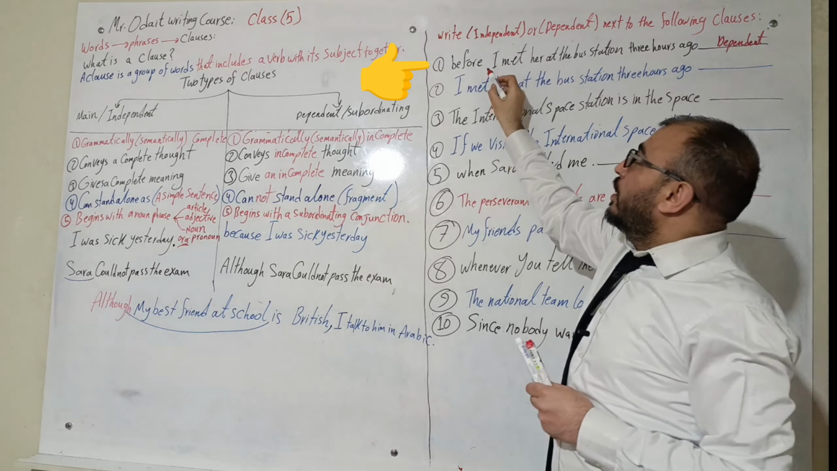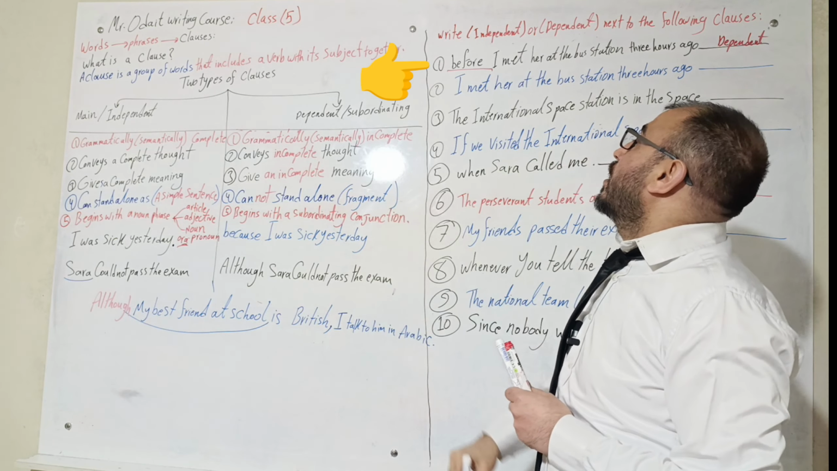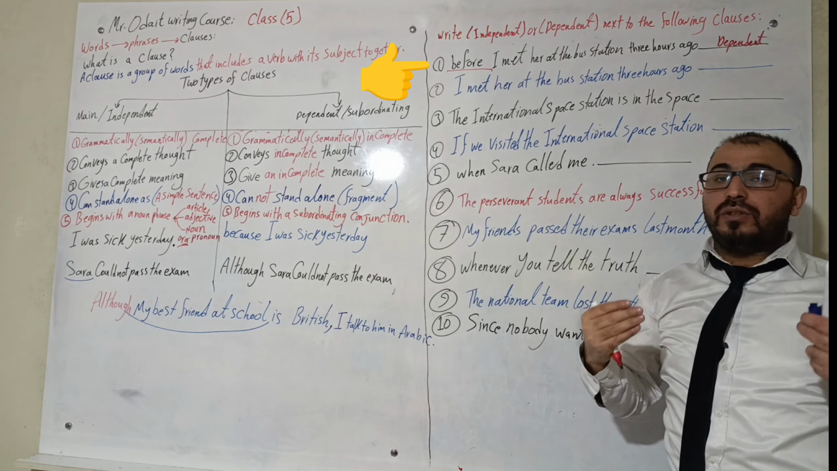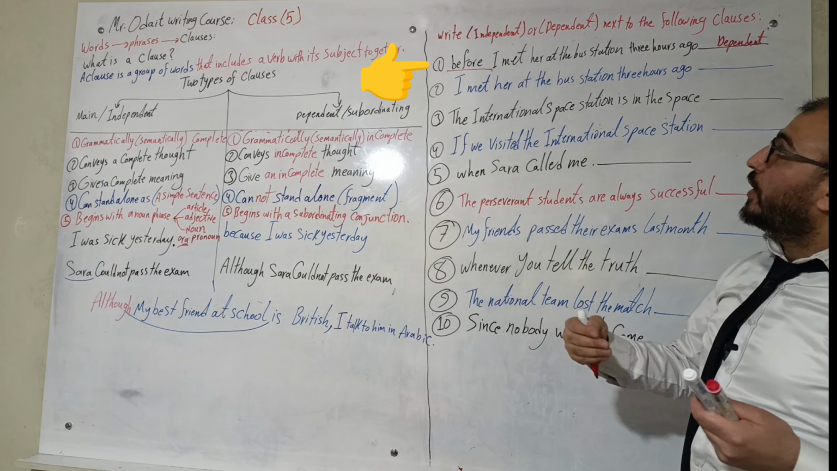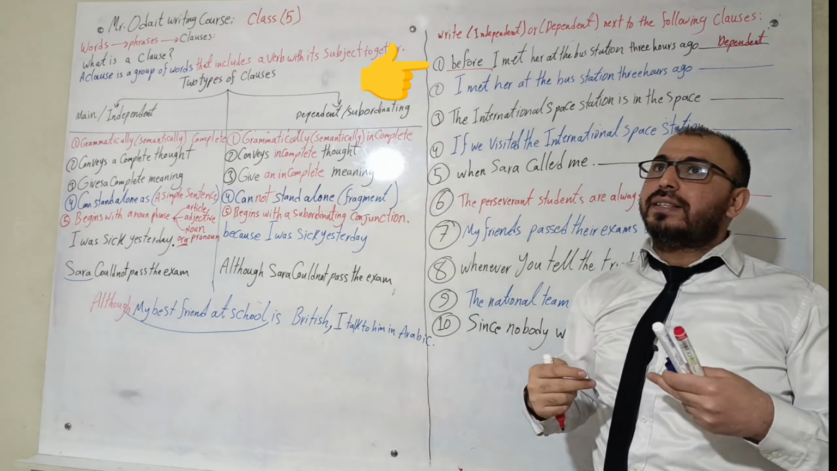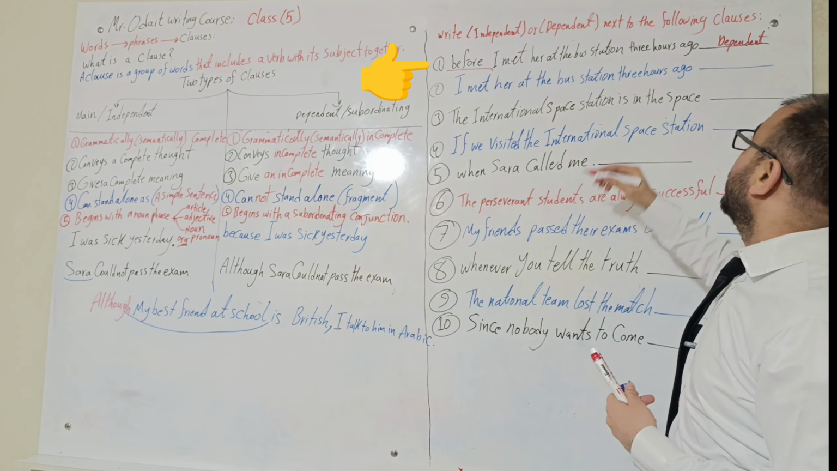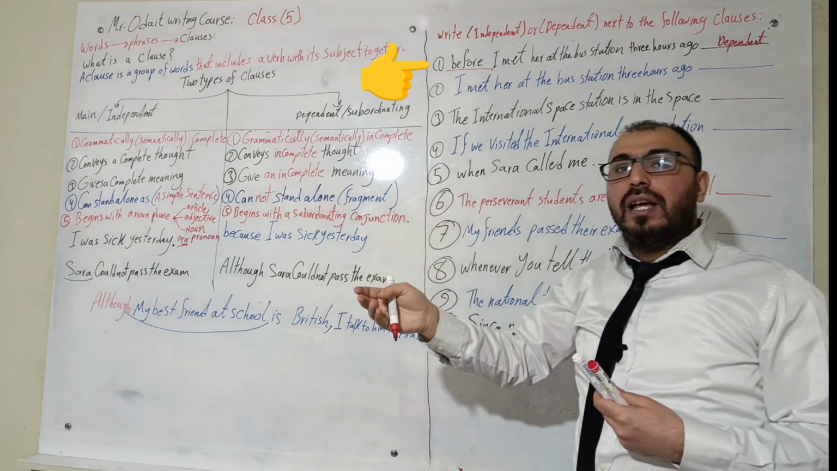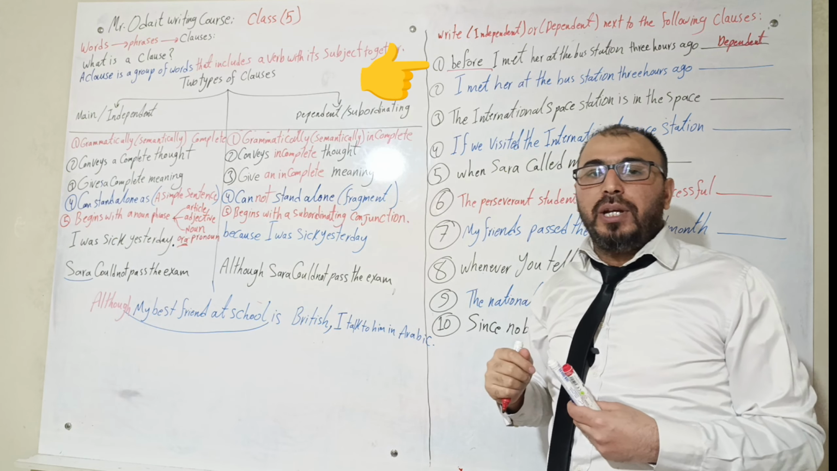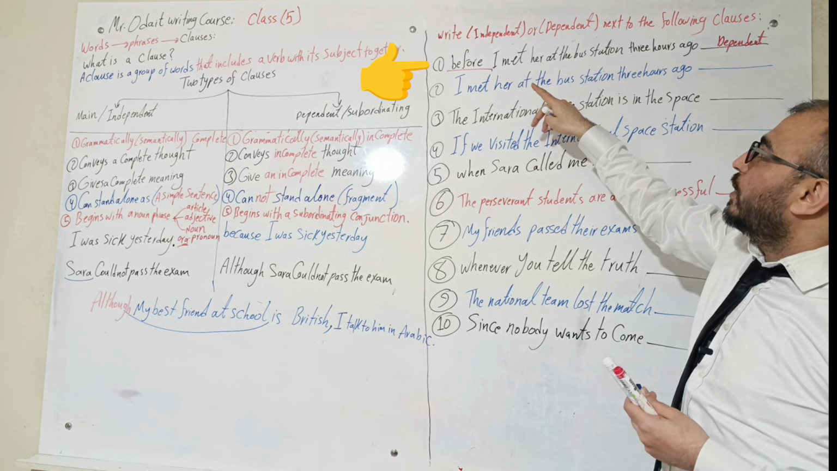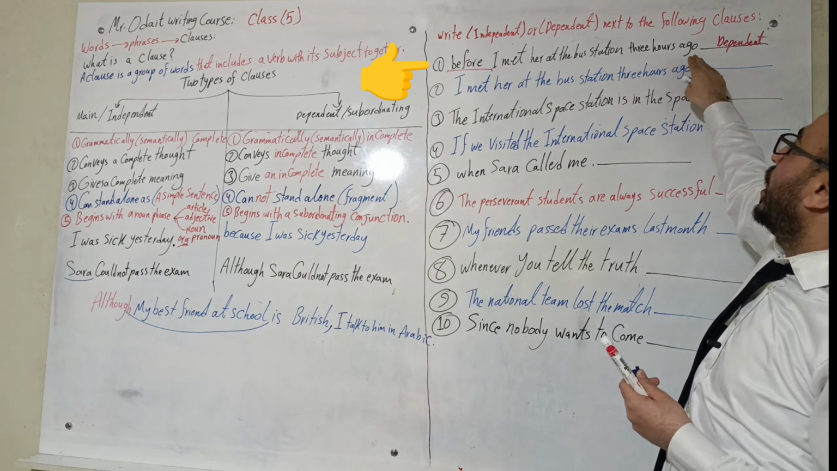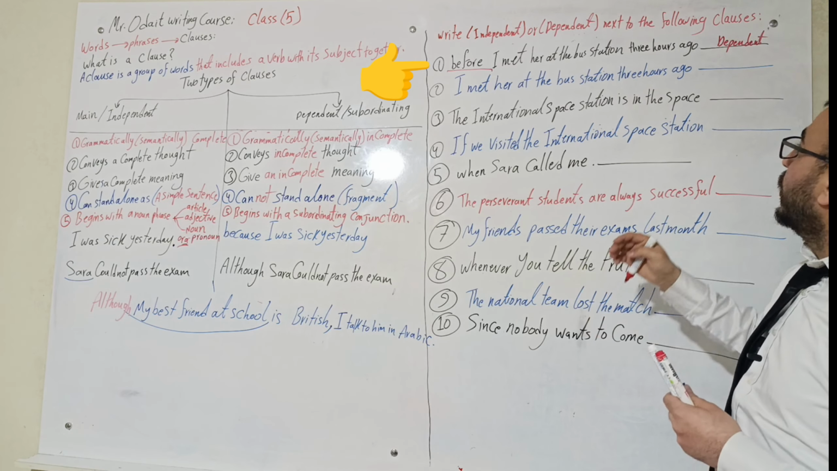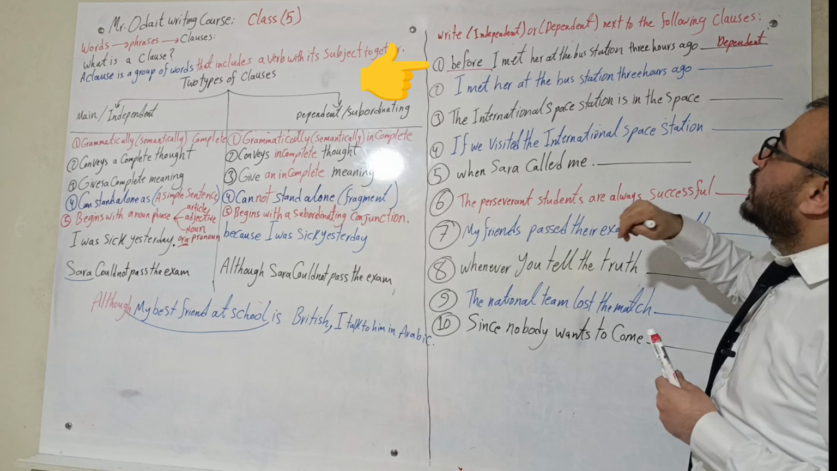because, my friends, it starts with a subordinating conjunction, number one. Number two, if someone says to you, before I met her at the bus station 3 hours ago, yes, what happened? In here, my friends, you cannot use a full stop or a period. You need to use a comma and give further information. You say, for example, before I met her at the bus station 3 hours ago, I was sleeping. So the meaning will be completed.